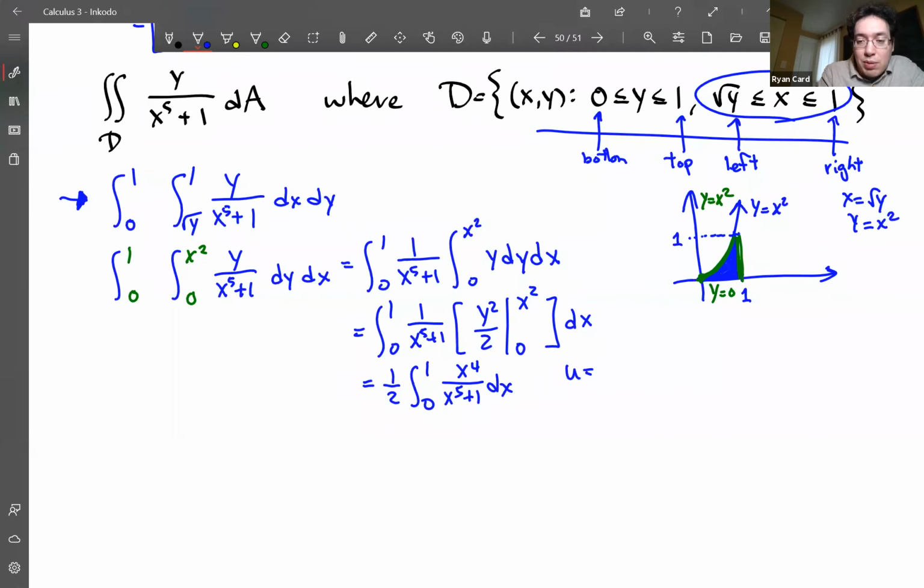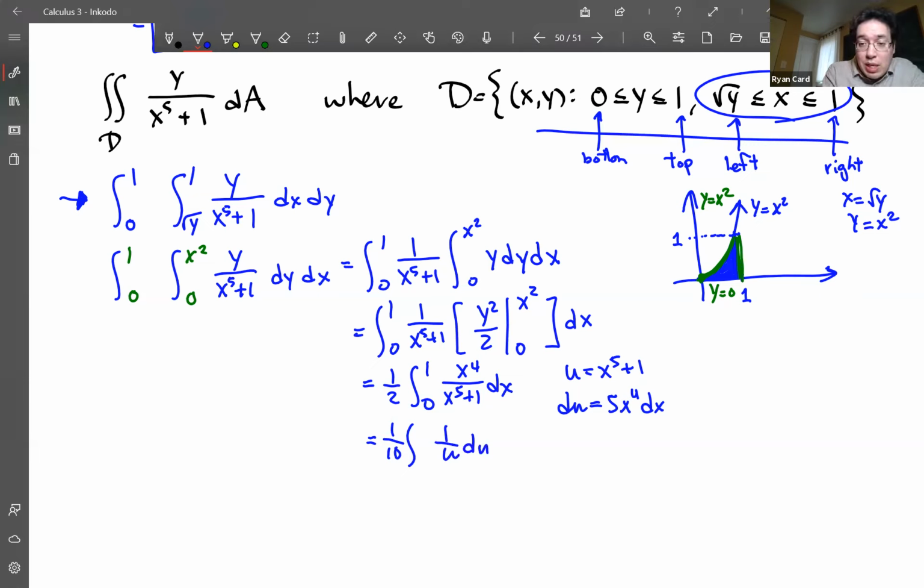If you say u is equal to x to the 5th plus 1, du is 5x to the 4th dx. The derivative of 1 is 0. So you have x to the 4th dx that appears in the numerator. And then for the 5, we could just make up for it by dividing by 5. So we have 1/10 on the outside, 1 over u du.